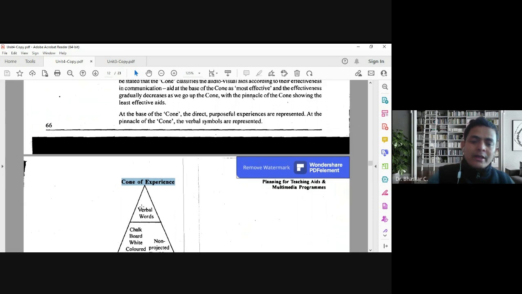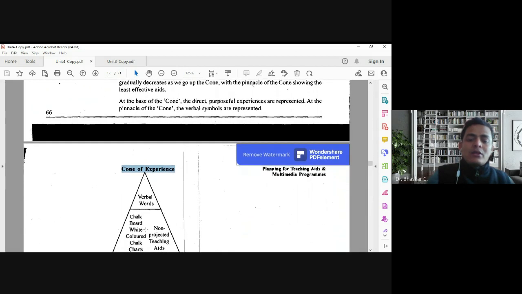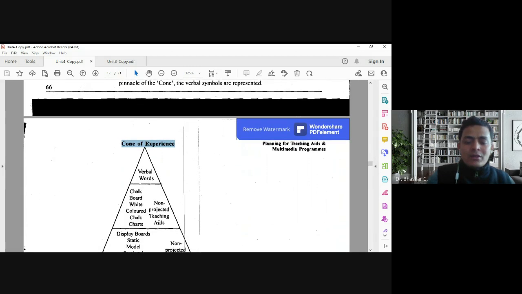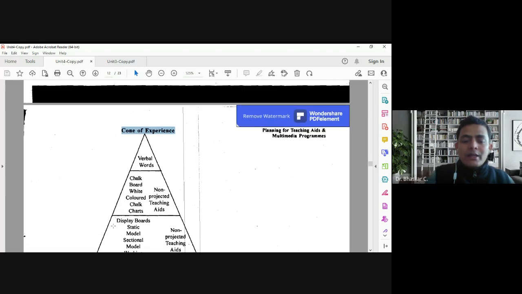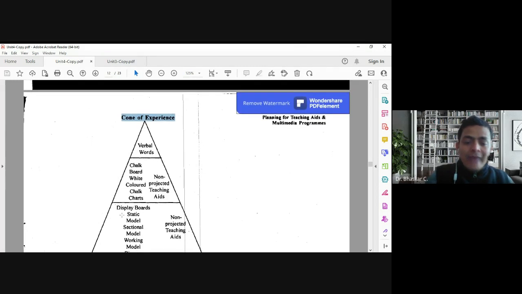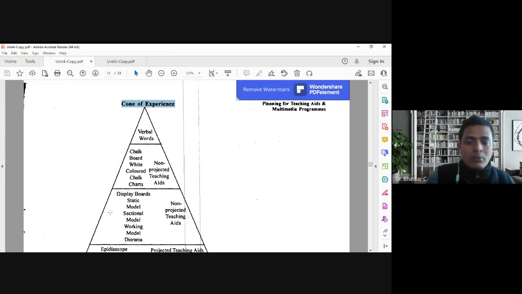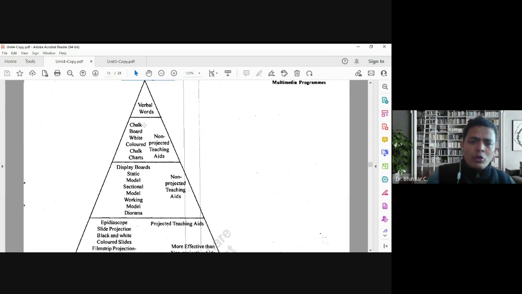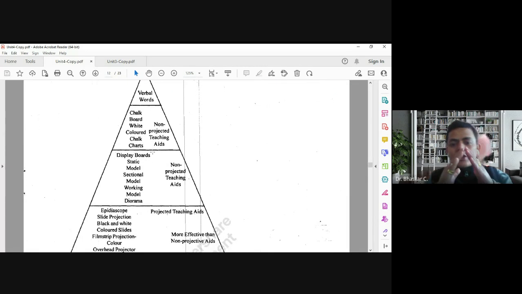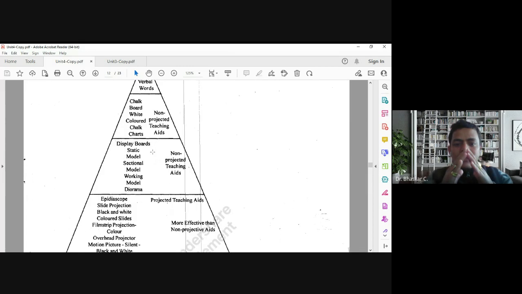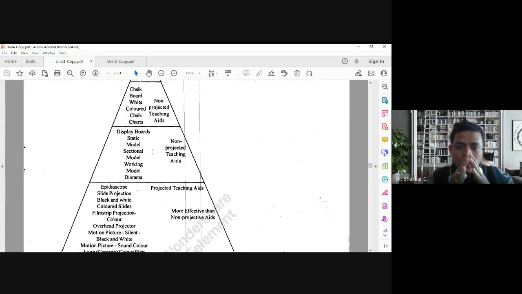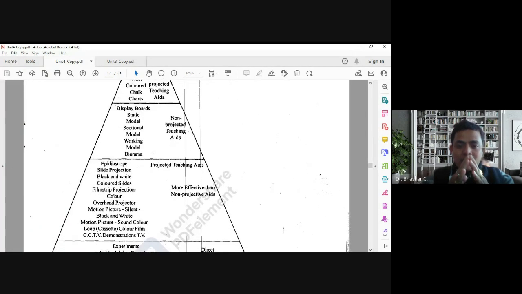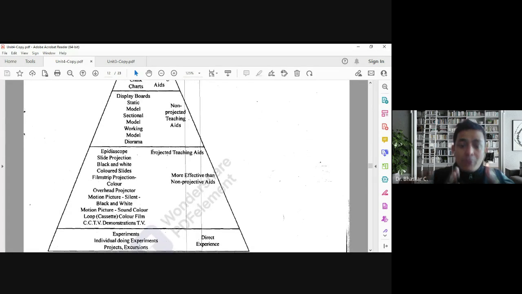Verbal words give us very little experience. Then the chalkboard, white colored chalk, charts give us more experience. That is why this block is wider. Then display boards give us more experience, so it is further broadened. Then epidiascope and other things. You will see that from top to bottom, the experience goes on increasing, so that is why it is in this shape. On the top there is less experience, and at the bottom we have more experience. So on the top there is less experience, and on the bottom the experiences become more and more, right?